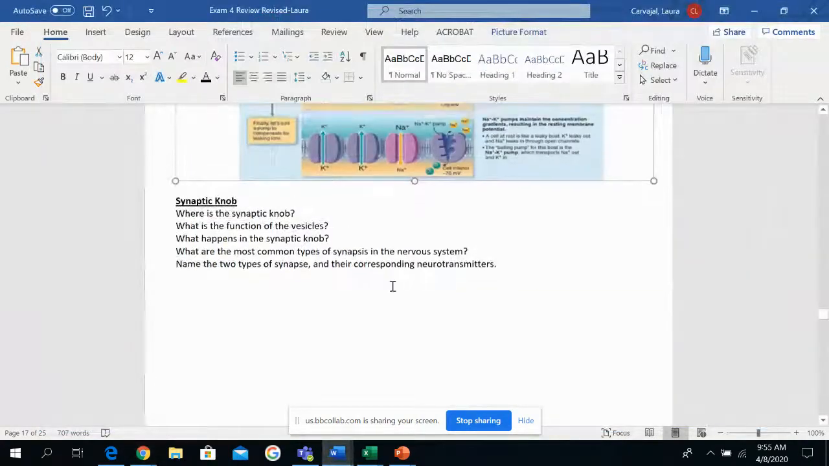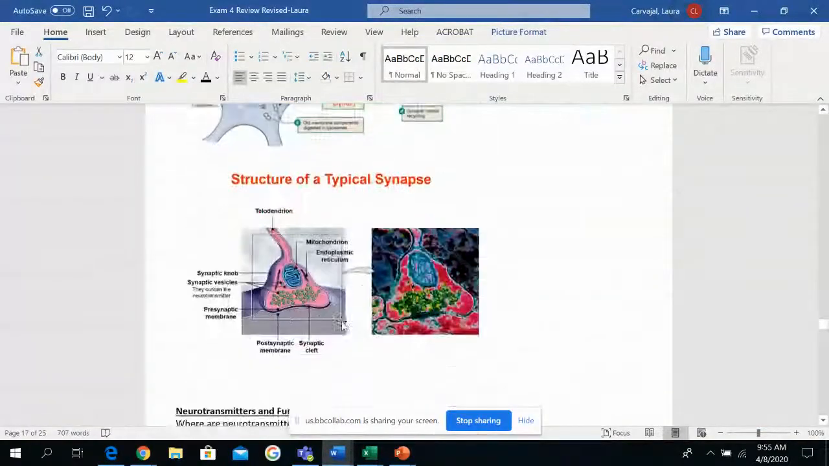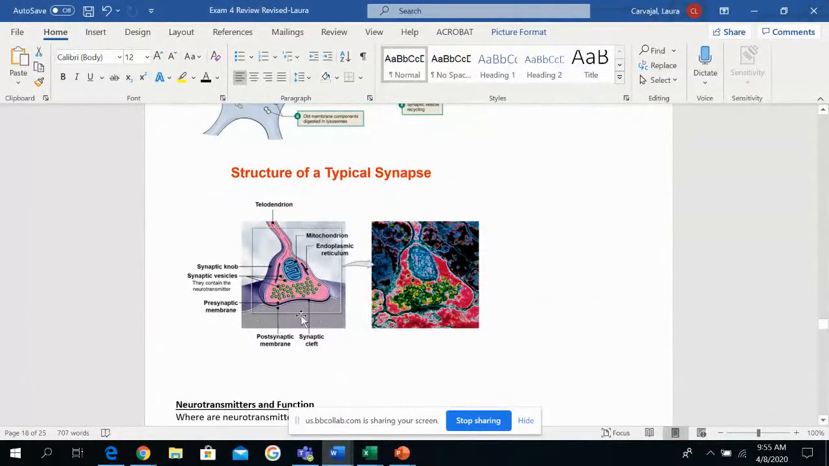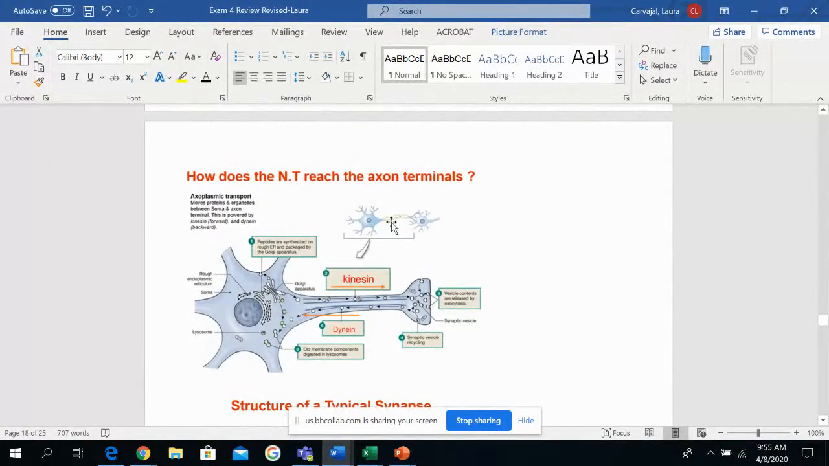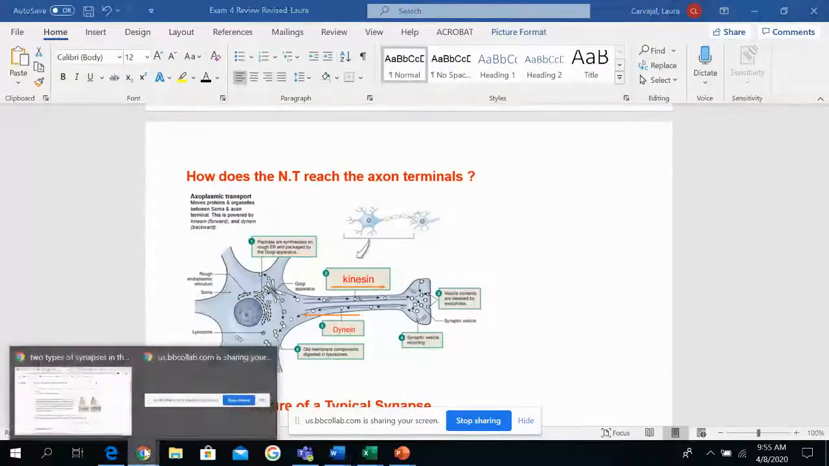Chemical, because we're releasing the neurotransmitter here at the end into an effector organ or muscle. And chemical and electrical, if we're communicating from neuron to neuron.